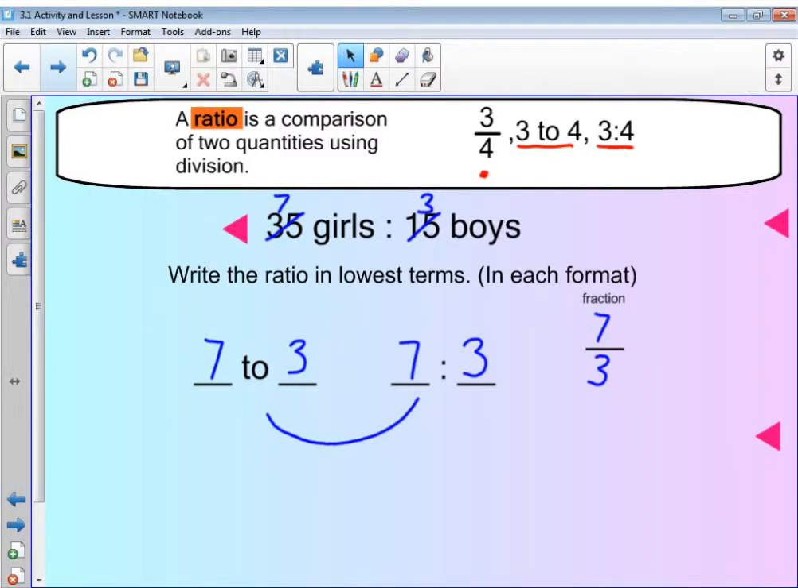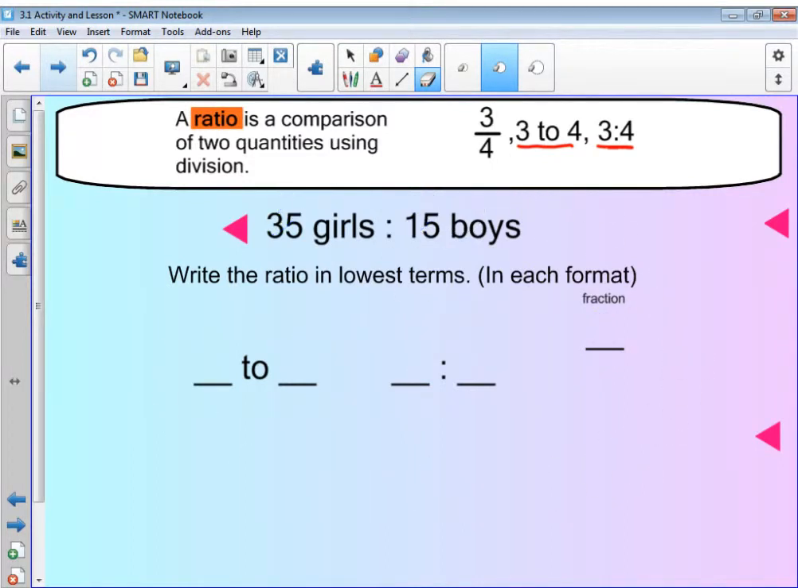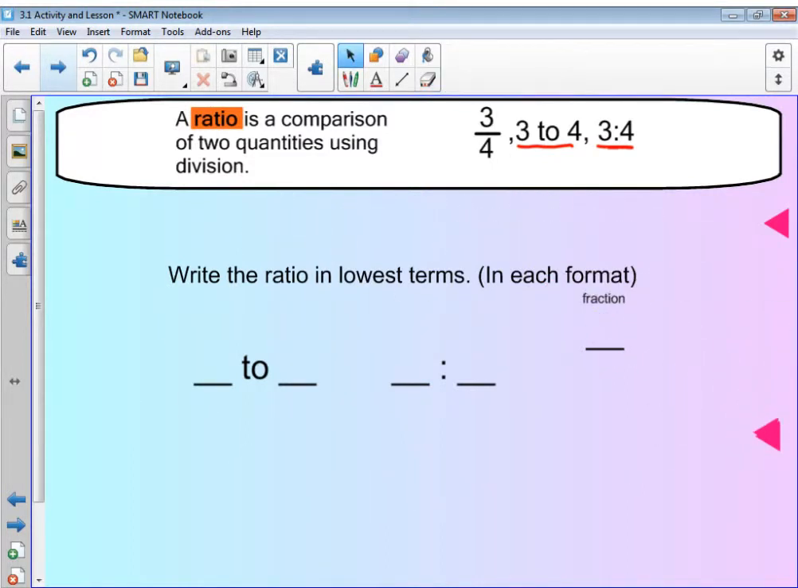Okay, so this next one, you're going to go ahead and solve on your own. On your whiteboard or your sheet of paper, let's do 25 to 45. So the ratio of 25, we'll say markers, to 45 pencils. I want you to go ahead and do the ratio for this scenario.